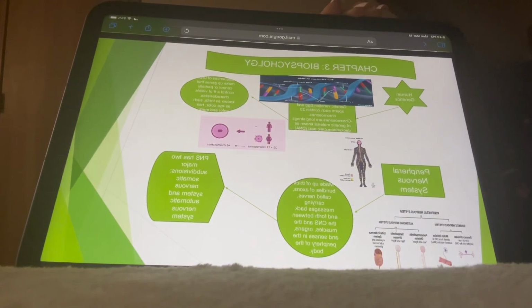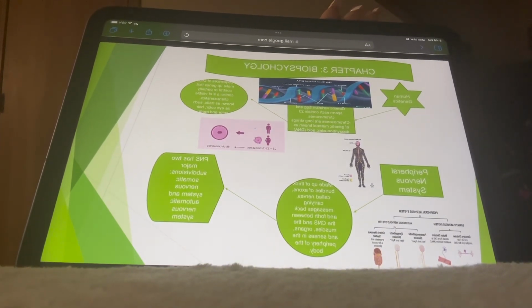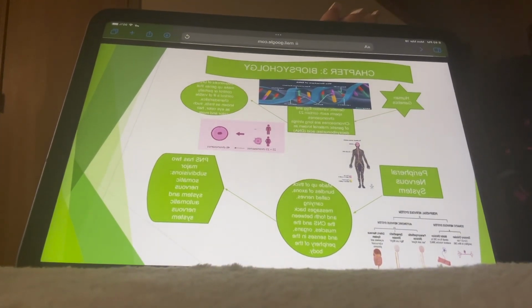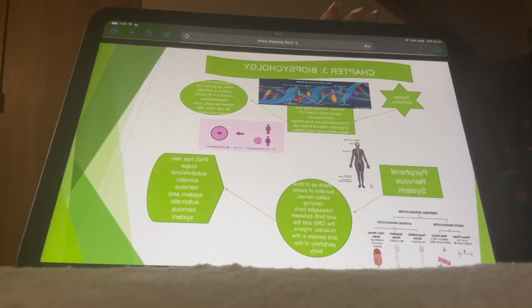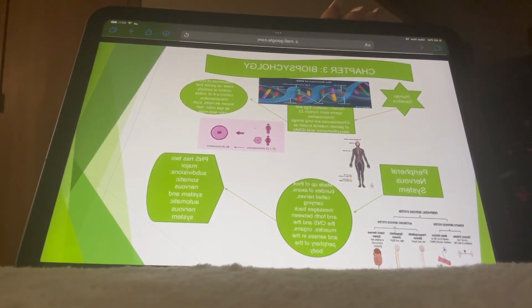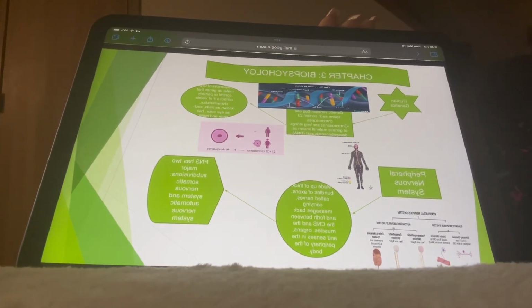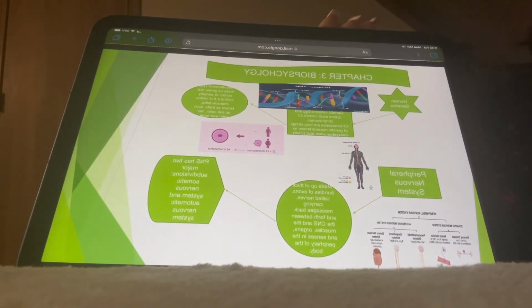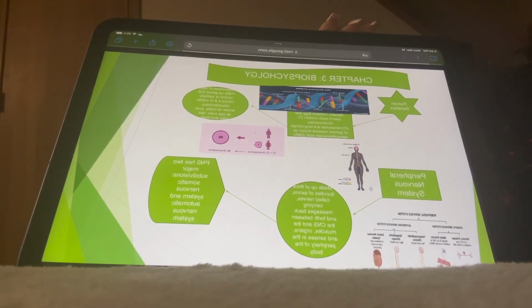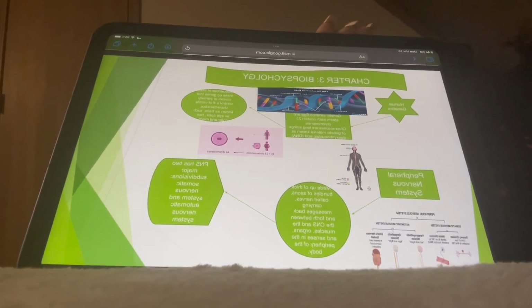Another thing I want to talk about and cover is the peripheral nervous system. So this is made up of thick bundles of axons called nerves carrying messages back and forth between the CNS and the muscles, organs, and senses in the periphery of the body. Also, the PNS has two major subdivisions, the somatic nervous system and the autonomic nervous system.